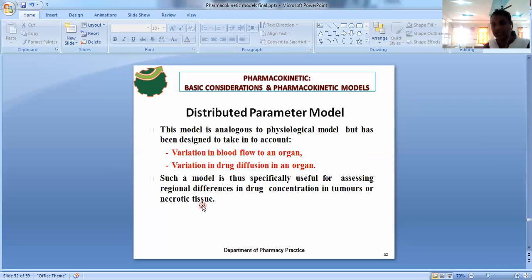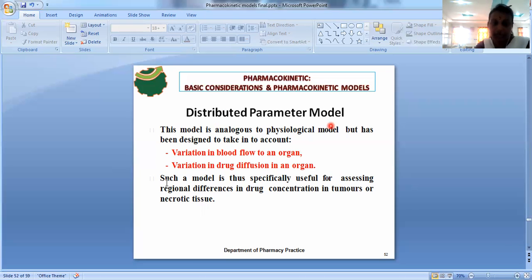In the case of cancers or tumors, what will happen? The particular tissue or skin part will harden because of the hypergrowth of those cells. In such cases the blood flow will differ and the diffusion rate will differ. In such conditions, for assessing those parameters in regional differences, this type of distributed parameter model will be useful.